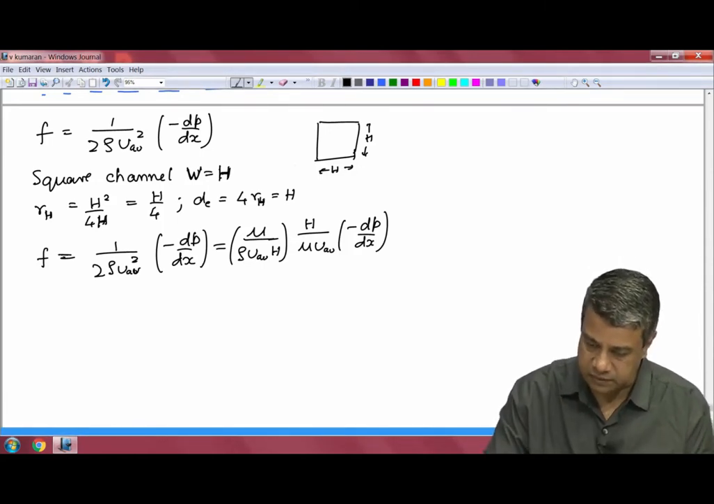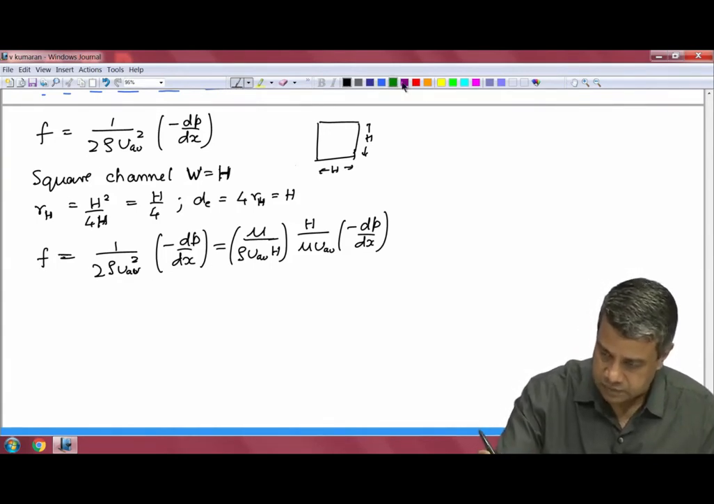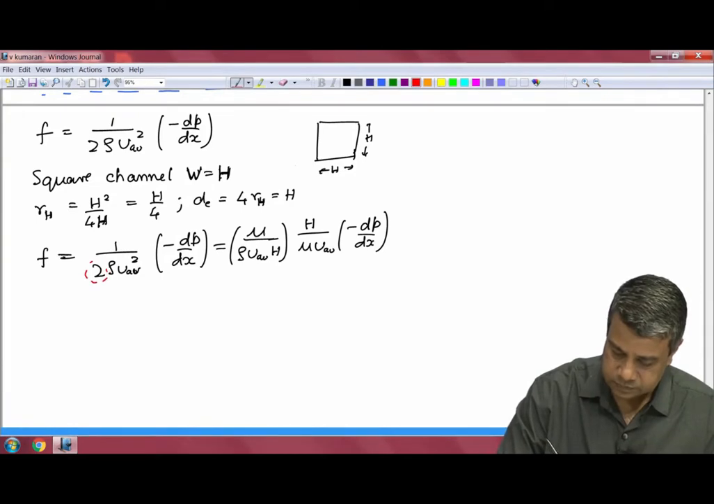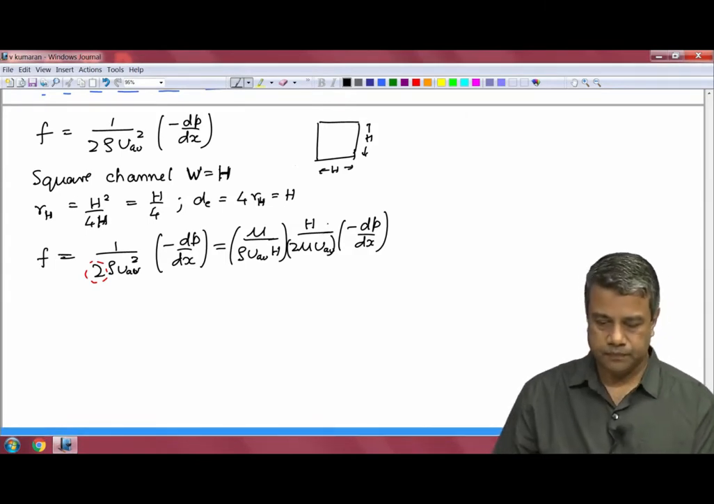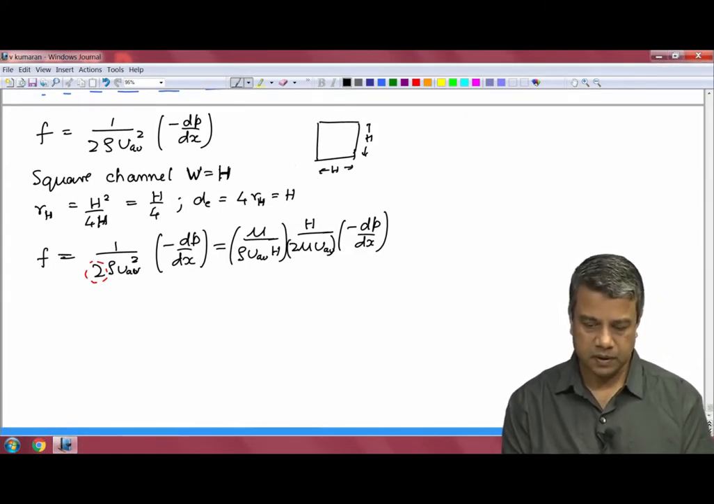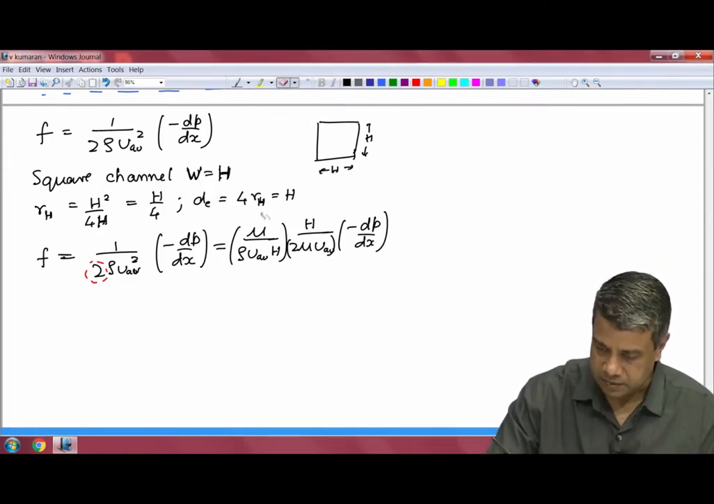I should have a factor of 2 here. This factor of 2 is there. And the friction factor should actually have a factor of the diameter in it. So, let me write it again for you.